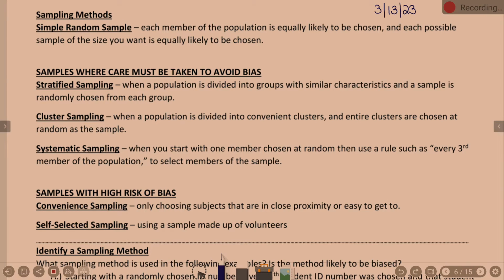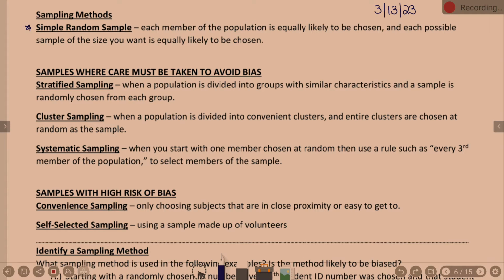You'll notice I have this in three basic groups here. The first one is kind of a standalone, and that is simple random sample. That is just the idea that however you pick this random sample, each member of the population is equally likely to be chosen, and each possible sample of the size you want is equally likely to be chosen. So just basic random sample, nothing fancy.